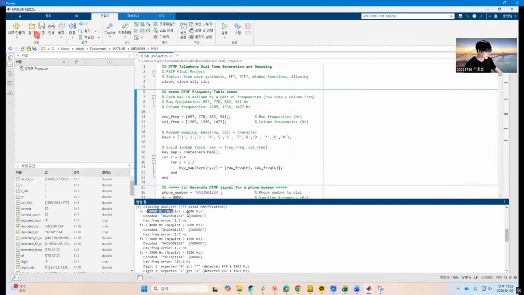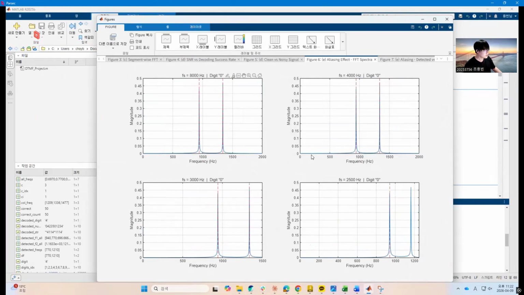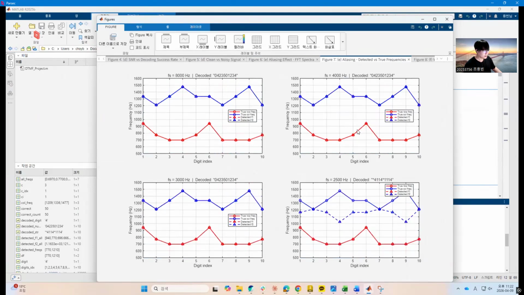So if you look at the result, as the sampling rate goes down to 3,000 hertz, the result of the decoded phone number was wrong. And if you look at the graph, you can see that the peak moved from 1,477 hertz to somewhere lower. So the result was different. Aliasing occurred and affected the result.